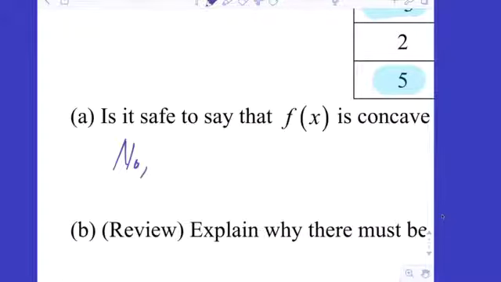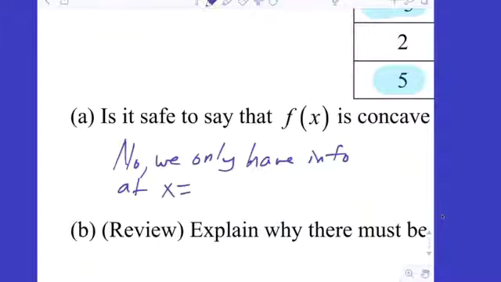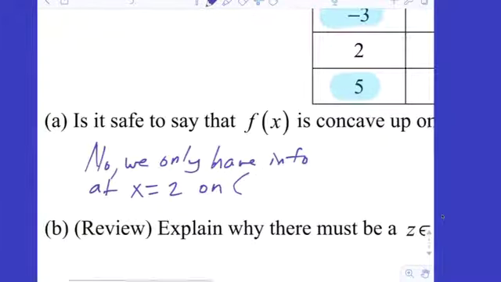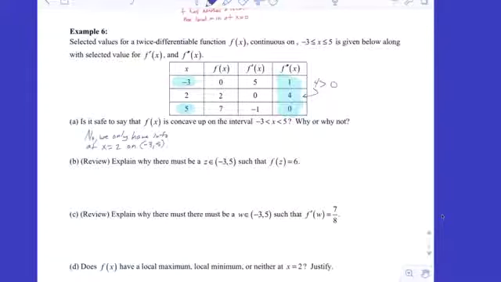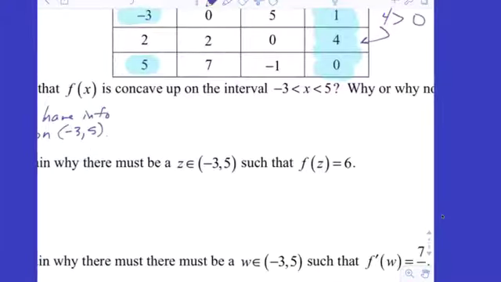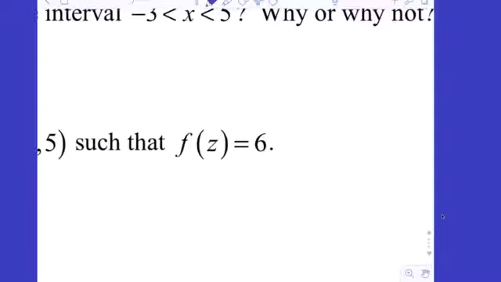No. We only have info at x equals 2 on the open interval from -3 to 5. You would need a lot more information. All right, part B is a review. Explain why there has to be a z value between -3 and 5 where f of z equals 6.